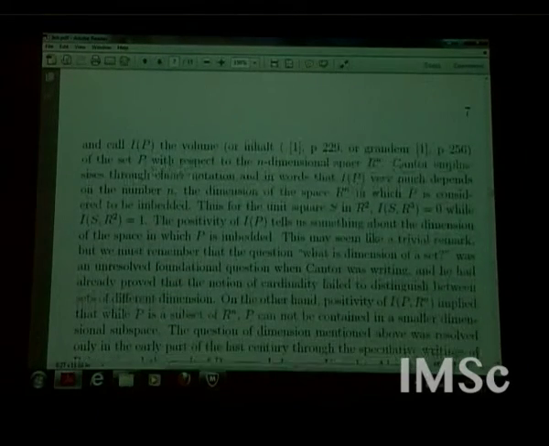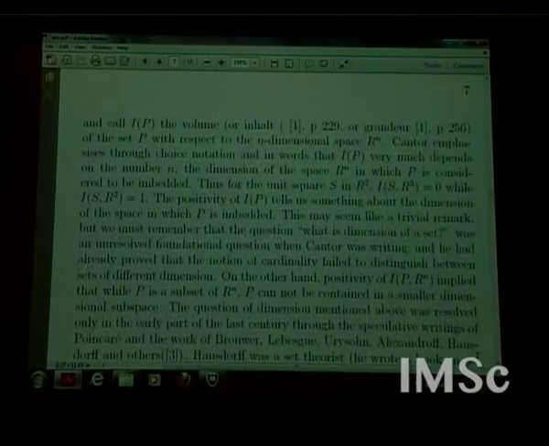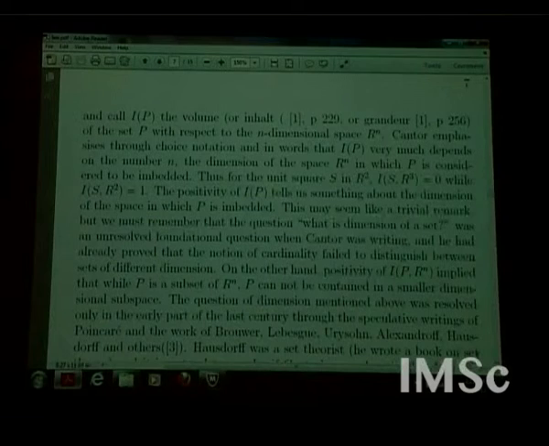Now, again something trivial for us, but Cantor emphasizes, through choice of notation and in words, that I_P very much depends on the number n, the dimension of the space R^n in which P is considered to be embedded. And then he mentions in that French paper, thus for a unit square S in R^2, when you regard it as a subset of R^3, the inert is 0, and when you think of it as a subset of R^2, it is 1. The positivity of I_P tells us something about the dimension of the space in which P is embedded.